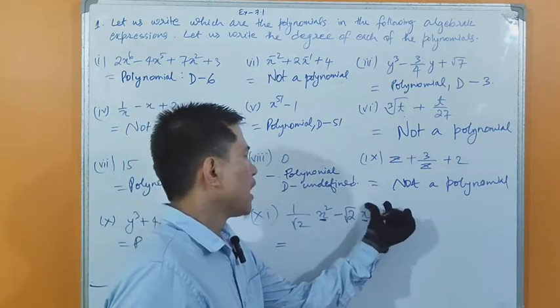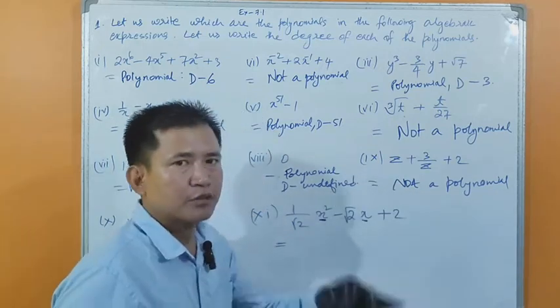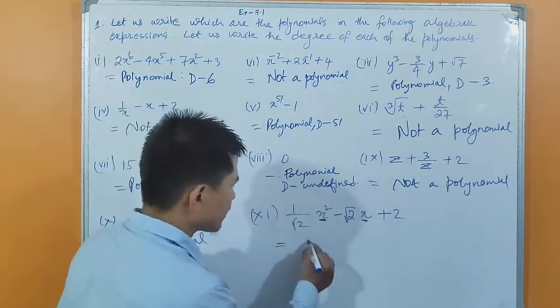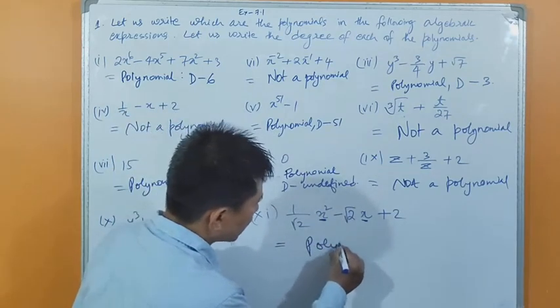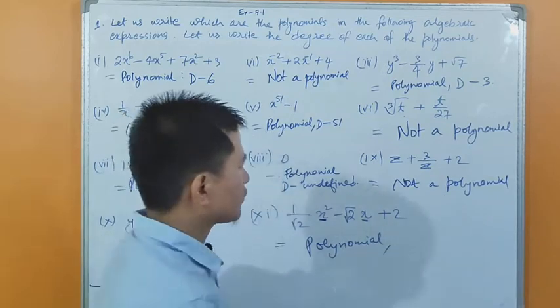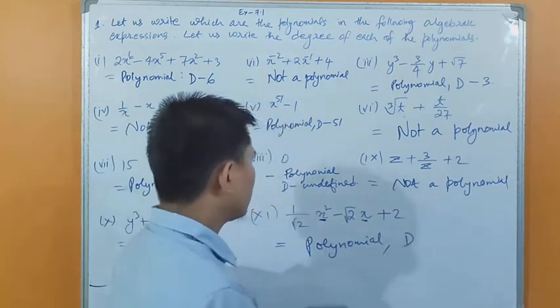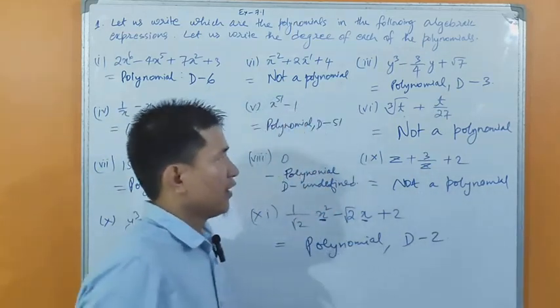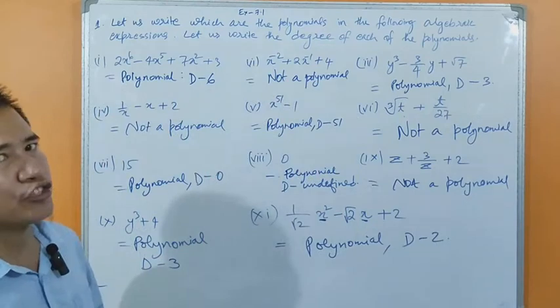So the power of the variable term is a positive whole number, which means this is a polynomial. Okay, this is a polynomial, and the degree of the polynomial is the highest power, which is 2. So degree is 2. Let us go to the second question.